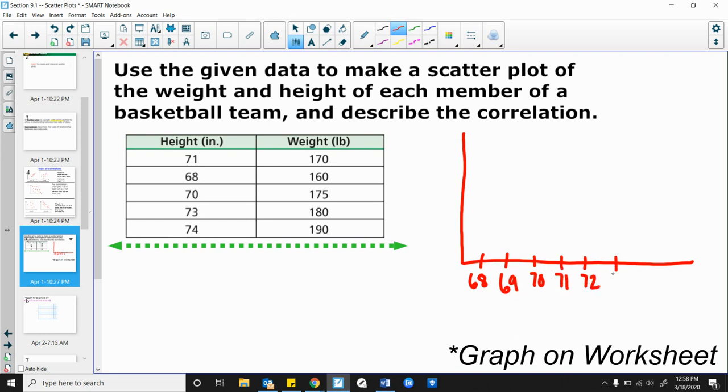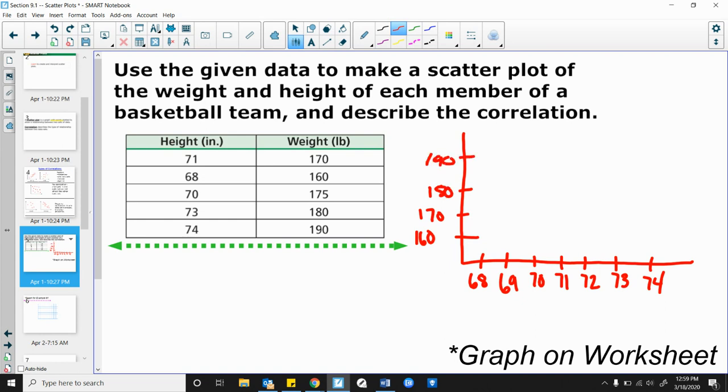72, 73, and 74. Okay, and then the next thing you can look at is its weight. So when I go up to weight, there's the lowest is 160, the highest is 190. So I'm going to count by 10 each time. I'm going to start here. I'm going to go 160, and then 170, and then 180, and then 190.